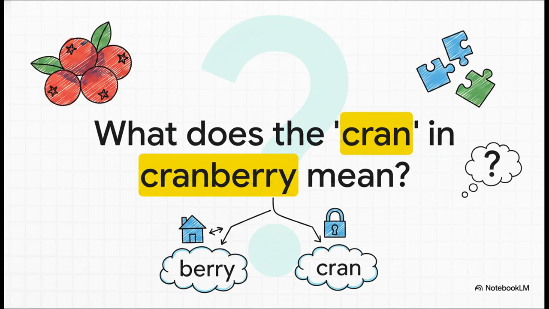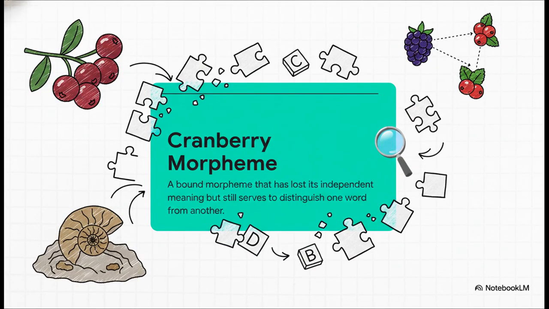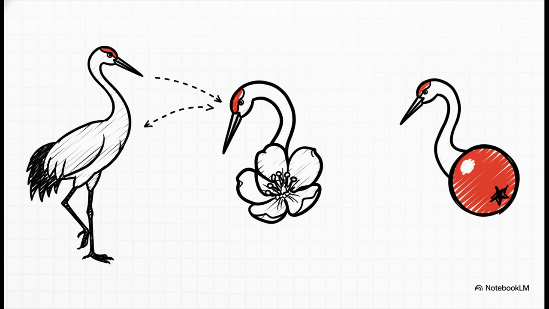Didn't think so. Well, this little puzzle leads us to a really special category, the cranberry morpheme. And yeah, it's named after this exact word. It's a type of bound morpheme that, over time, has completely lost its independent meaning. It doesn't mean anything on its own anymore, but it's still hanging around, making sure we know the difference between a cranberry and, say, a blackberry. It's a linguistic fossil.